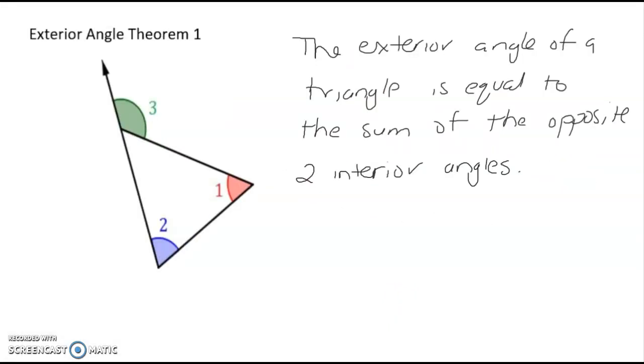Number 5, we have the exterior angle theorem, and this is the first one of it, okay? So it says the exterior angle of a triangle is equal to the sum of the opposite two interior angles. So what that means is that angle 3 here is made up of angle 2 plus angle 1. So when you add these both up, it will total angle 3. So it is written like this: angle 3 equals angle 1 plus angle 2.